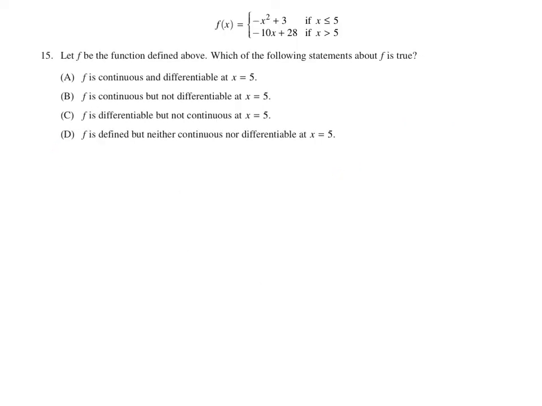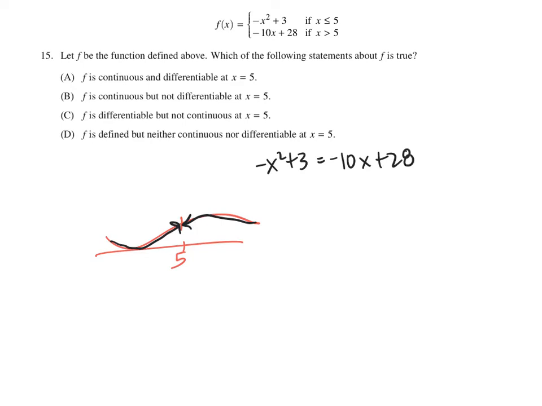This question is asking if my function is continuous and differentiable. It's asking about continuity and differentiability. So for a function to be continuous, as I approach a value from the left, let's say I'm approaching 5, because in this case we are, as I'm approaching 5 from the left, the function has to approach the same value as if I approach it from the right. So what that means is when I approach negative x squared plus 3, that has to equal negative 10x plus 28 at 5.